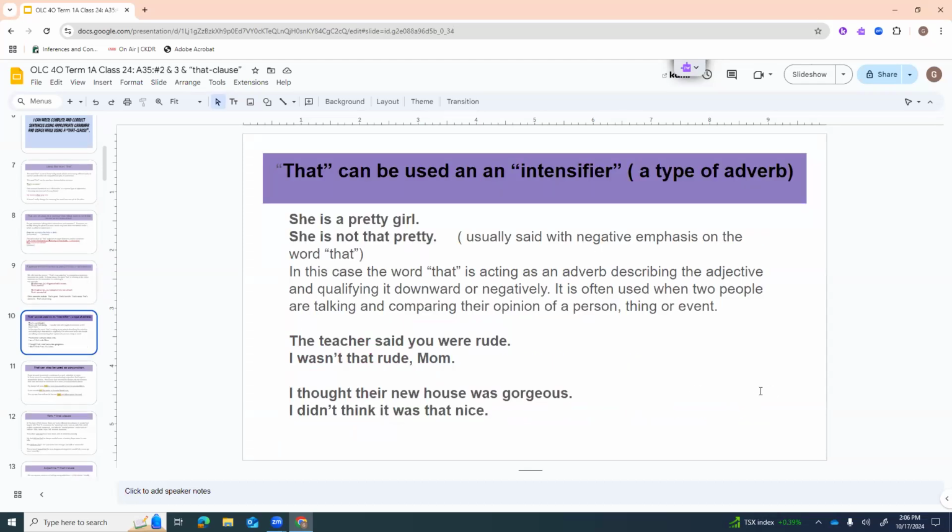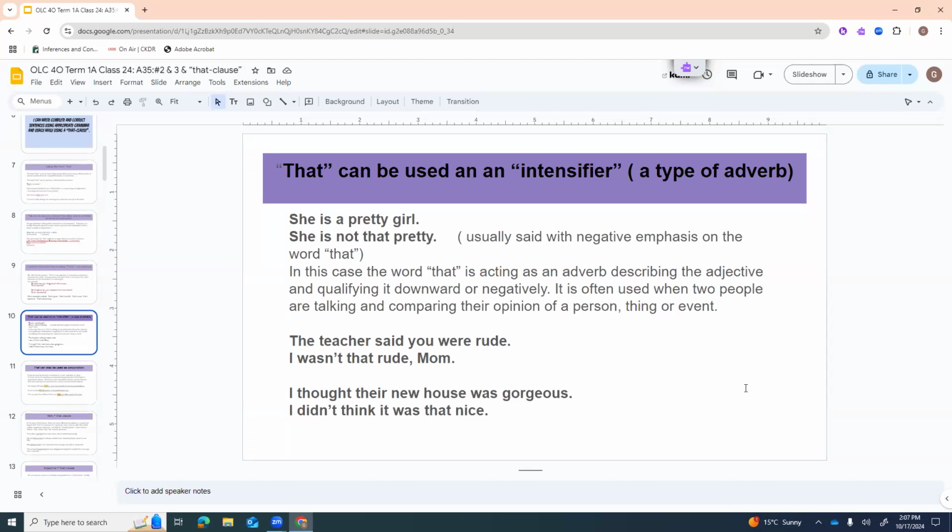Okay. Now, "that" can sometimes be used as an intensifier or a special type of adverb, right? If I say, "Oh, she is a pretty girl," somebody might comment back, "Oh, she's not that pretty." And when they're saying it that way, there's usually kind of a negative emphasis, like they're describing it but changing the meaning a little bit in a negative way, right? It's often used when two people are comparing their opinion about a person or a thing or event.